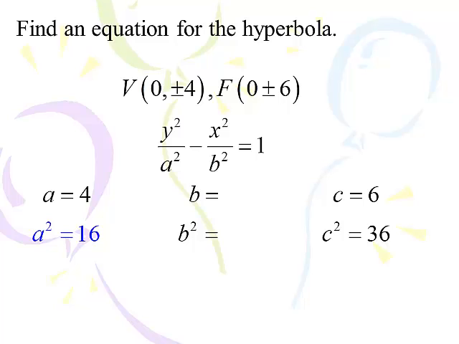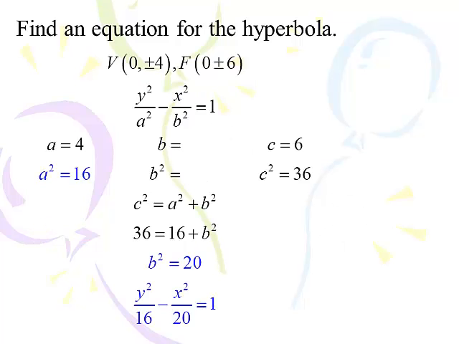And because the vertices are on the y-axis, I know it's going to be y squared over A squared minus x squared over B squared equals 1. So C squared equals A squared plus B squared, so 36 equals 16 plus B squared, and B squared is 20, and that's all I need. It's y squared over 16 minus x squared over 20 equals 1. We've got it in standard form. And again, the y squared came first, and the A squared went underneath the y squared because the vertices were on the y-axis.